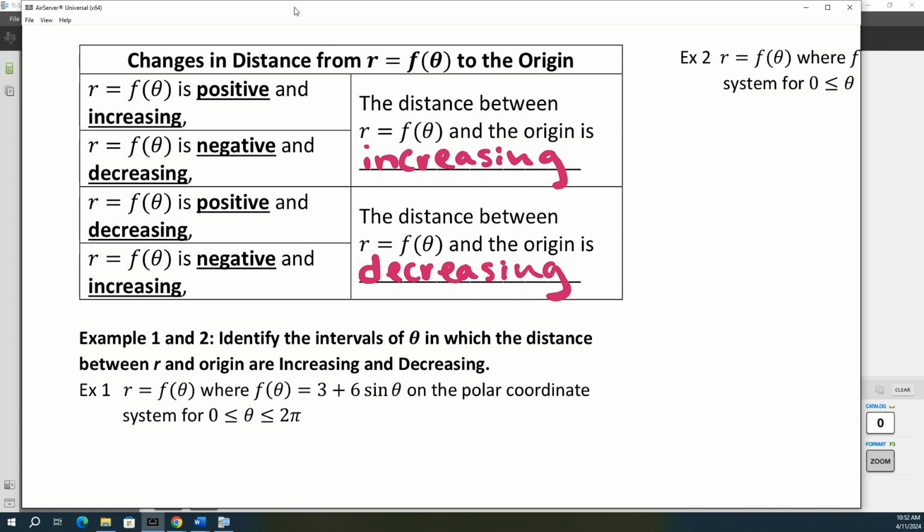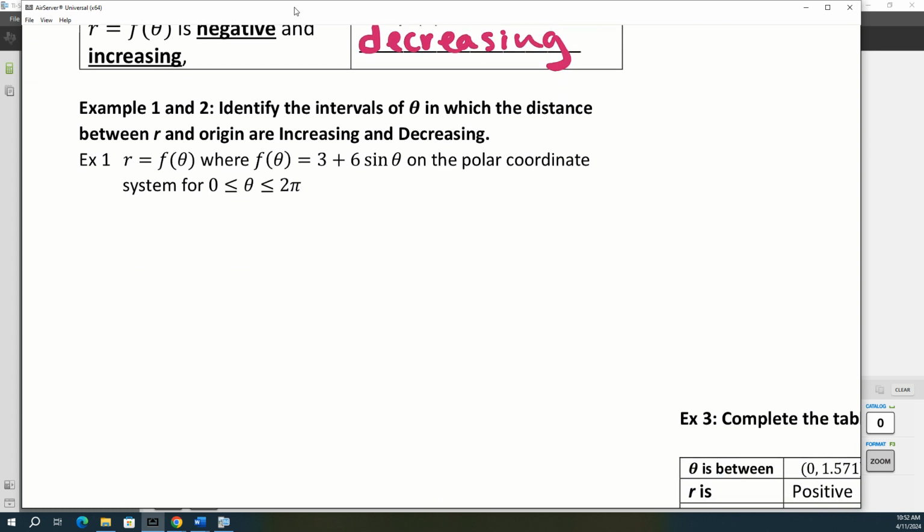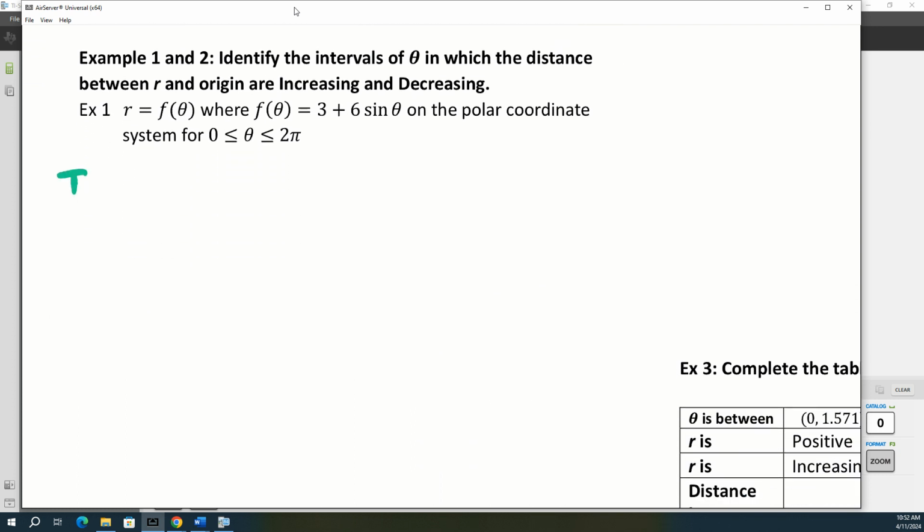Okay, so we're going to do a couple of examples where we're going to find all the intervals of increasing and all the intervals of decreasing. And we're going to let our calculator do the work. We're just going to need to know the rules from that table.